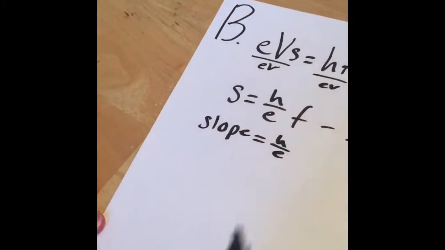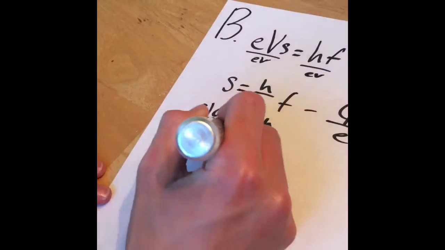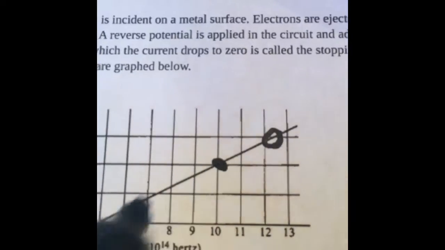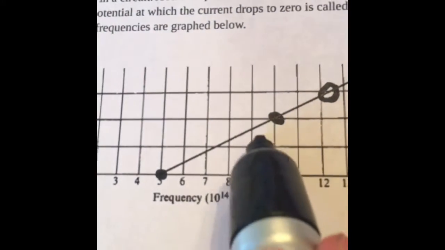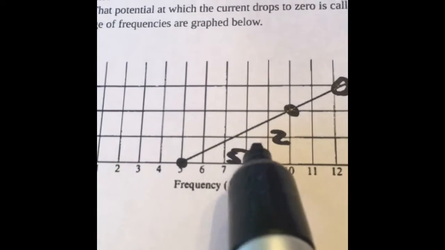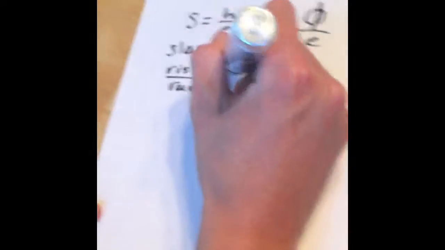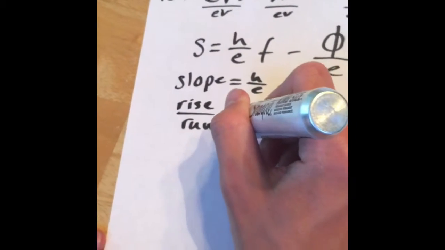So now that we got that, we're going to go to the graph here real quick. We're going to try and set up rise over run. So the slope, m, equals h over e, and slope is rise over run. Let's go to the graph real quick and pick some points. This one intersects right there, at the bottom. So rise 2, went over 5, times 10 to the 14, because frequency is in hertz.